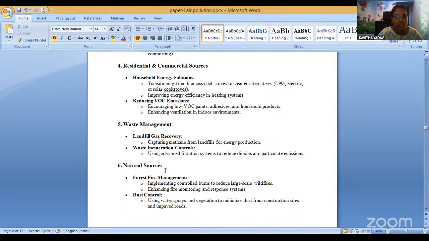The next one is waste management. In waste management we deal with landfill gas recovery, capturing methane from landfills for energy production, and waste incineration controls, using advanced filtration systems to reduce toxins and particulate emissions. The next one is natural sources, forest fire management.